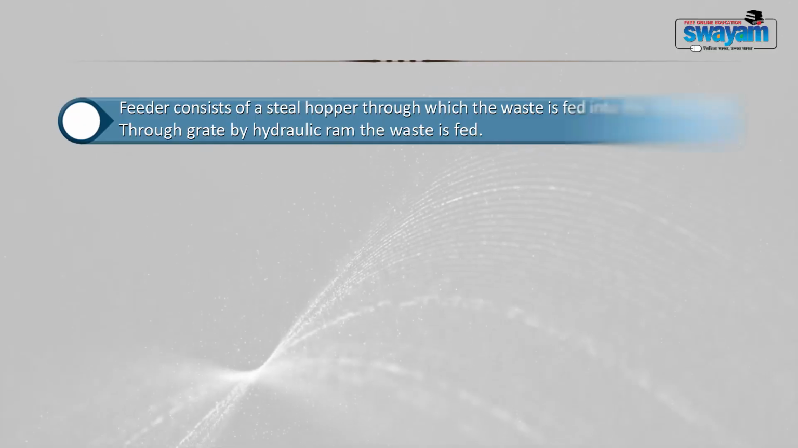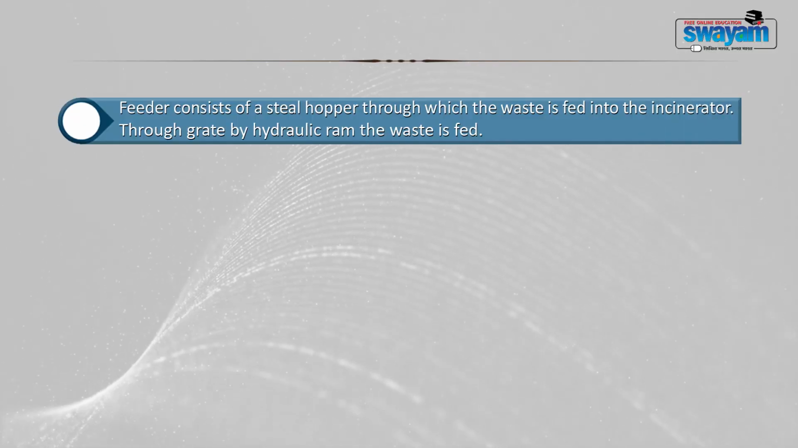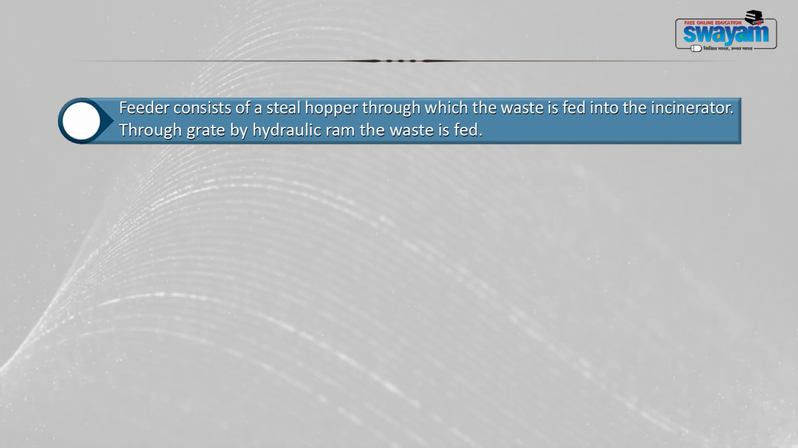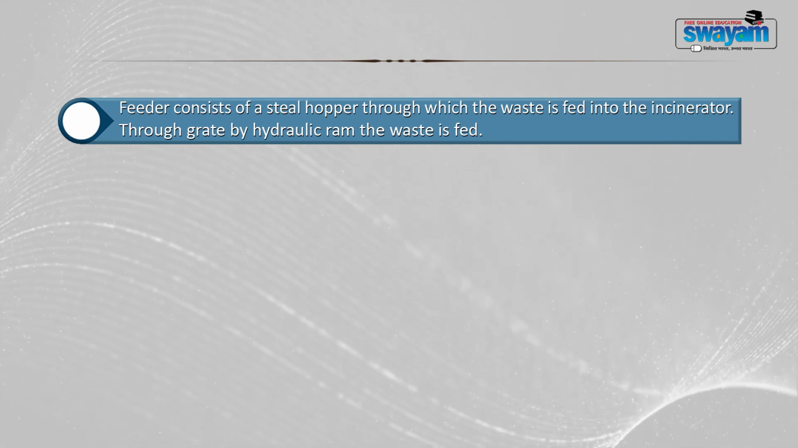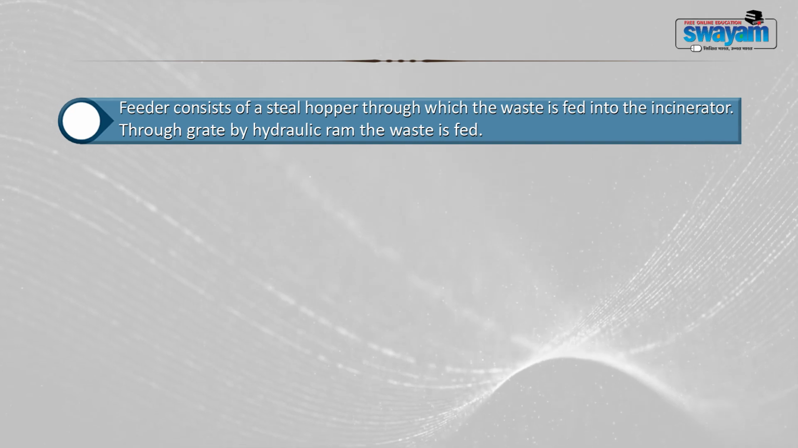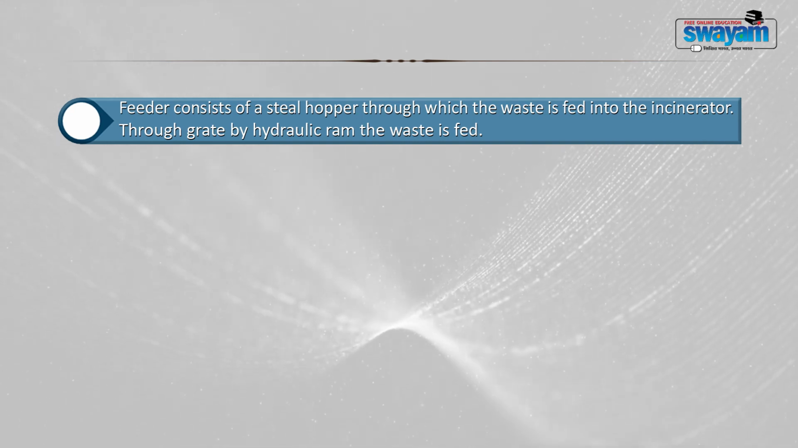A bunker generally can store around 1000 to 3000 tons of waste, and is divided into different sections to store waste of different calorific value. Long term storage of waste will generally lead to rotting and odor problems, and hazardous waste and bulky items should be separated before the rest is stored in the bunkers. A feeder consists of a steel hopper through which the waste is fed into the incineration unit. Through a grate, the waste is fed by a hydraulic ram.